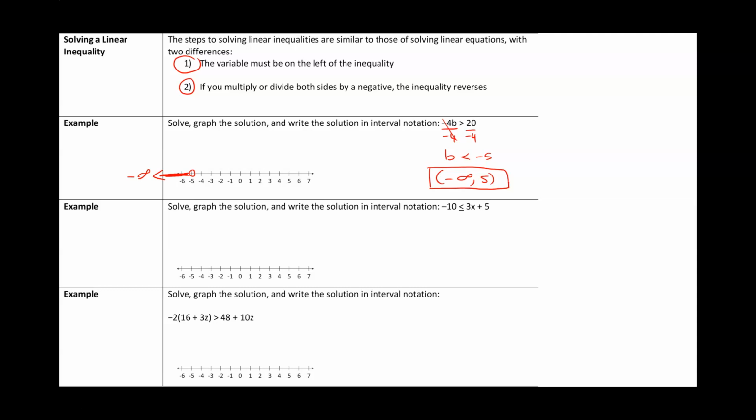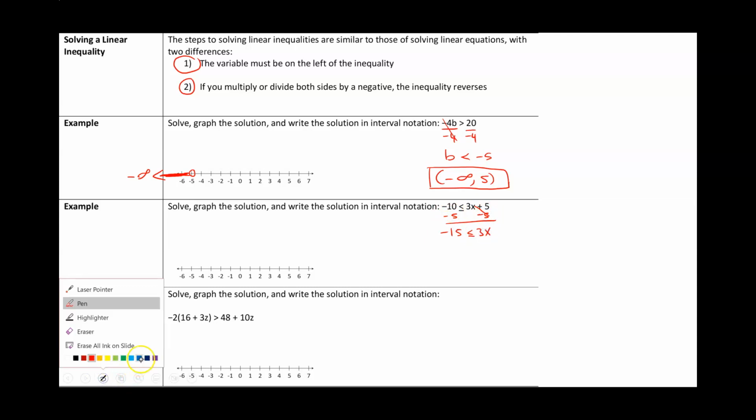Okay, next. Before we even start the problem, the variable cannot be on the right side. So we have to keep that in mind at the very end, that the variable has to end up on the left side at the end. But right now, let's just solve for 3x. So I'm going to subtract 5 from each side. This gives us negative 15 is less than or equal to 3x.